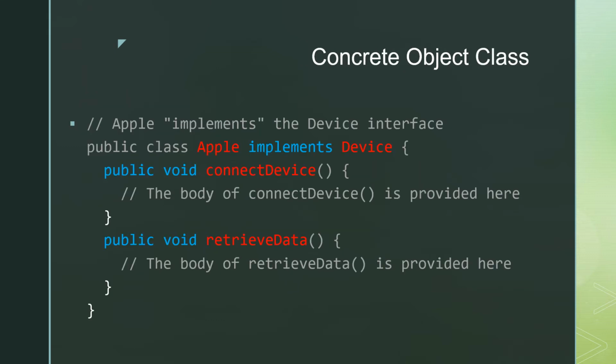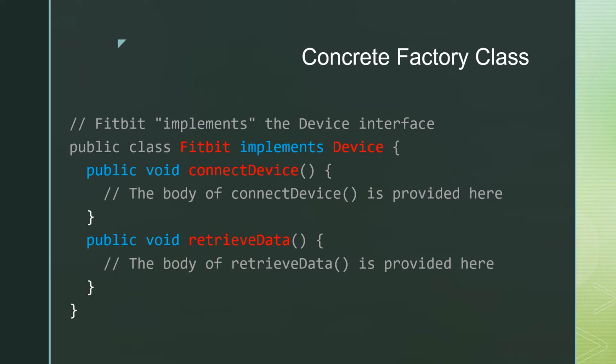This is followed by the concrete object class. This is an example of an Apple that implements the device interface. We have public class Apple implements device, within which has the connect device and retrieve data. This is where we would put the customized code in order to connect an Apple device and retrieve the data from it.